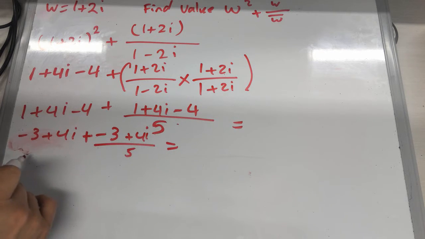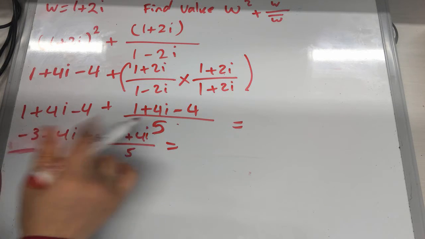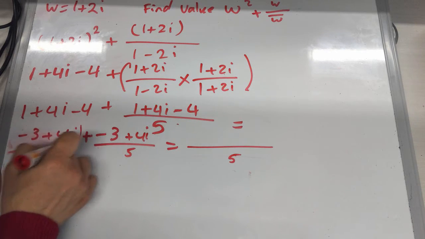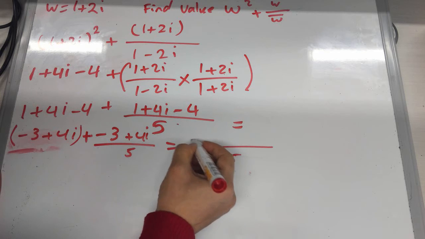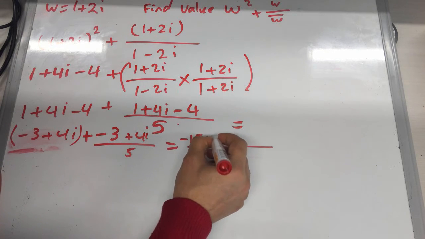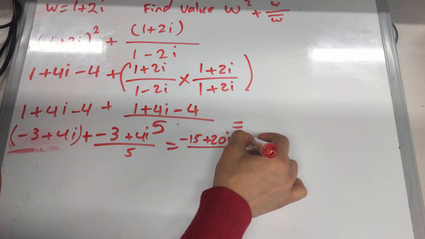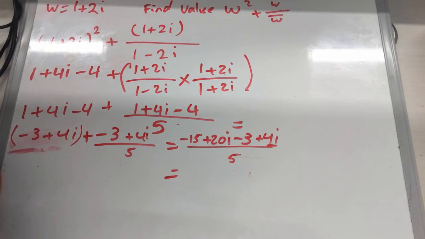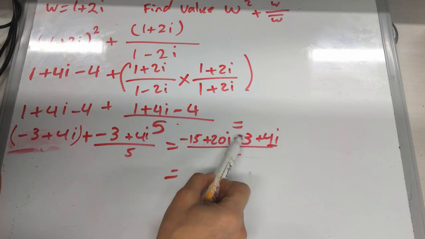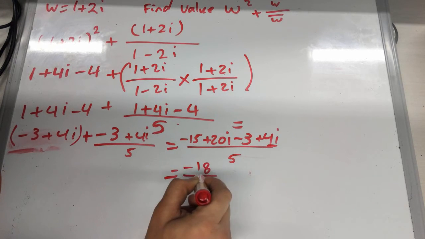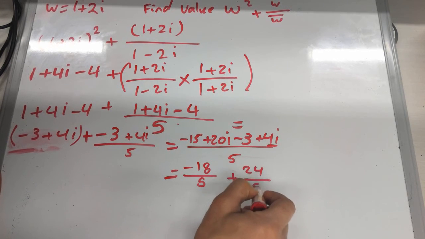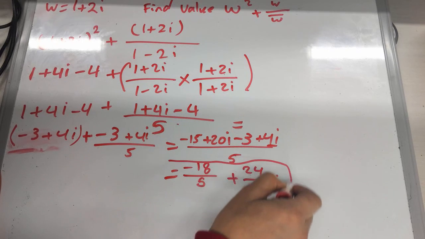So I'll add the like terms with a common denominator, so I'll have everything over 5, and that's me multiplying the first complex number by 5, so it'll give me -15 plus 20i minus 3 plus 4i. Then I can add the like terms, so I've got -15 minus 3, that's -18 over 5, plus 24 over 5 i. And that's your final answer.